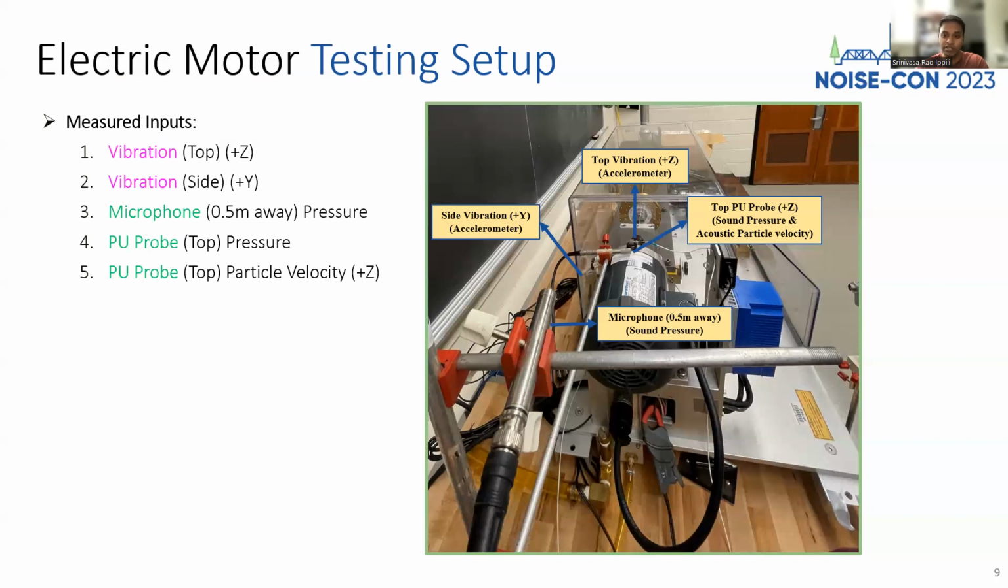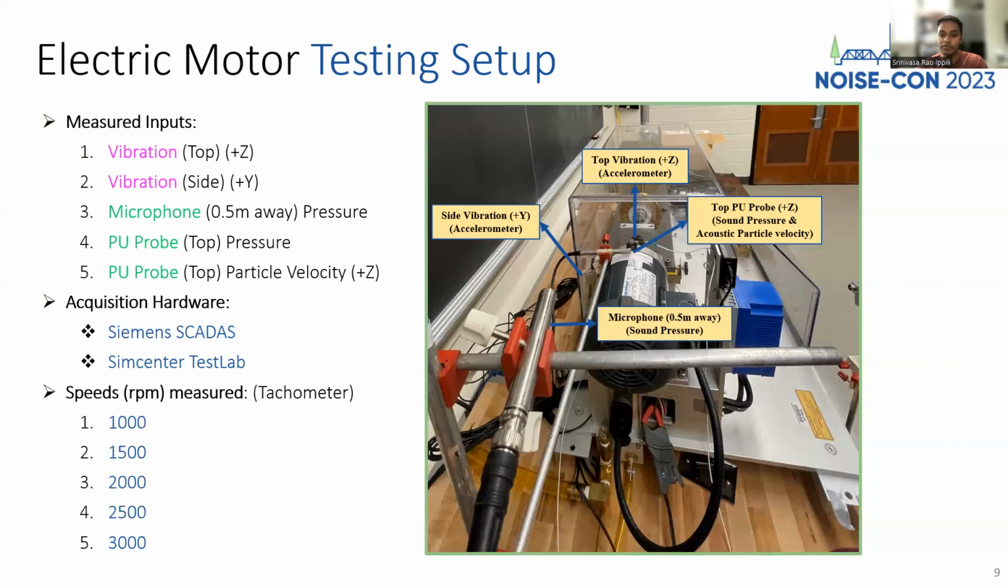The PU probe here measures two acoustic quantities simultaneously: pressure and acoustic particle velocity in the top direction. The reason accelerometers are also used in these experiments is for performing a final comparison against the acoustic sensors for performance in fault detection. Siemens Cadence hardware and Test.Lab software is used for the data acquisition. Measurements were obtained for all the motors at 5 different stationary speeds, ranging from 1000 to 3000 RPM with an increment of 500 RPM each time.